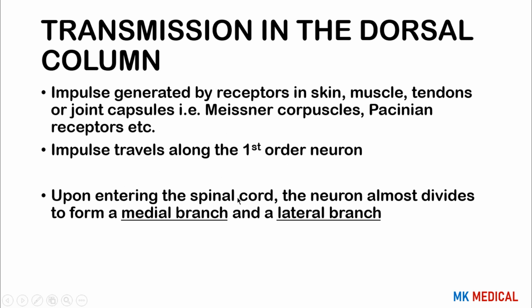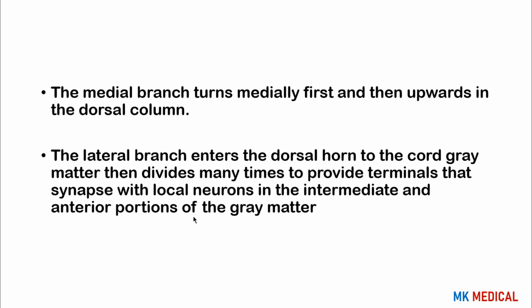And upon entering the spinal cord, the neuron is going to divide into two branches. It's going to divide into a medial branch and a lateral branch. I think that's one detail that I forgot to mention when I was discussing this pathway. So it immediately enters into the spinal cord. It gives off a lateral branch and a medial branch. So the medial branch is going to be going medially and it's going to go upwards in the dorsal column, just like I was explaining.